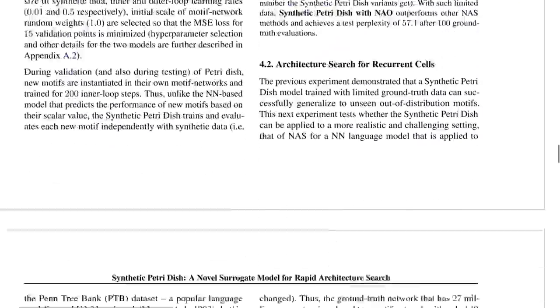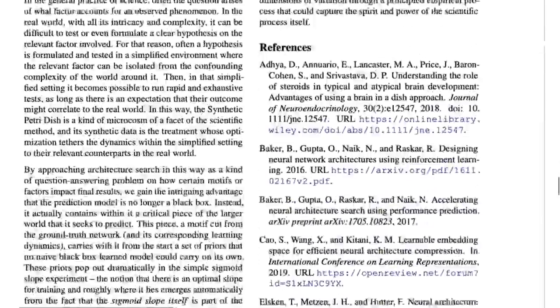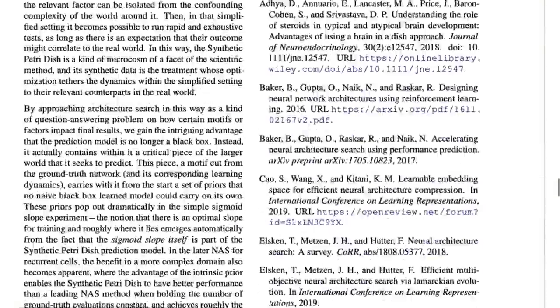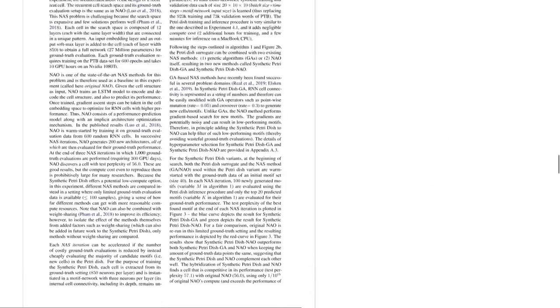So, good paper writing right here. Yeah, that's basically it to the paper.